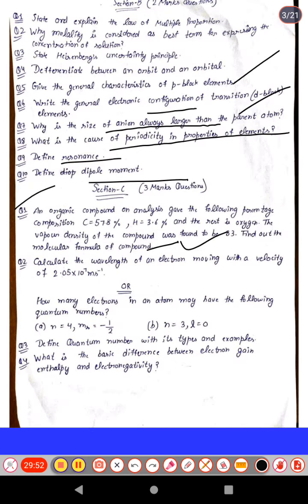Next question is: calculate the wavelength of an electron moving with a velocity 2.05 multiplied by 10 to the power 7 meter per second. Or, optional question: how many electrons in an atom may have the following quantum numbers: n equal to 4 and ms equal to -1/2, and second, n equal to 3, l equal to 0. So let's solve the question.